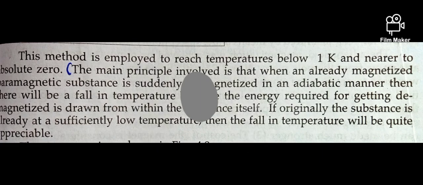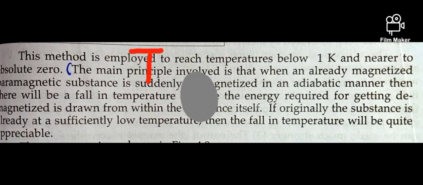First of all, we magnetize a paramagnetic substance. Next, it is demagnetized in an adiabatic manner, that is, there is no exchange of heat with the surroundings. We demagnetize the paramagnetic substance.